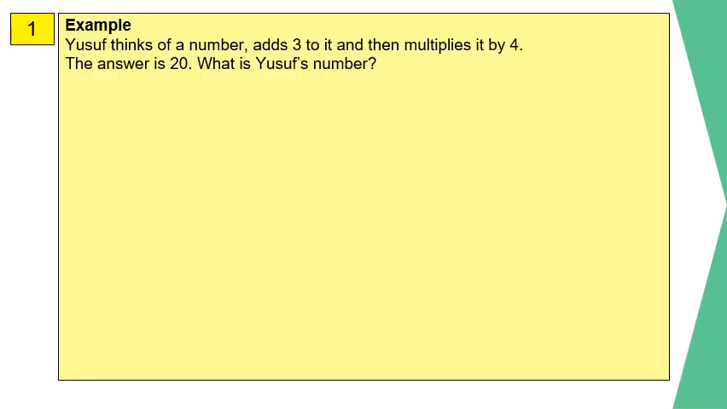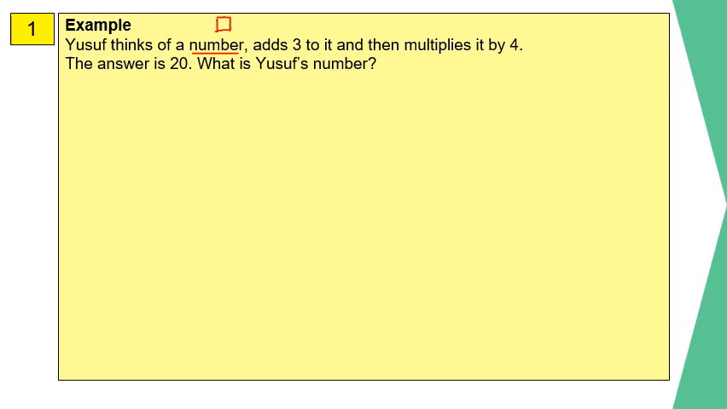Okay, so here's an example. Now I've actually included this example in your activity today. So if you forget this, you can refer back to it to kind of help you work through some of the other word problems. But here we've got Yusuf thinks of a number. So there's a whole lot of students' names in there and they're all thinking of numbers today. Yusuf thinks of a number, adds 3 to it, and then multiplies it by 4. So this number he's thinking of is our unknown number, which we're going to represent using a square.